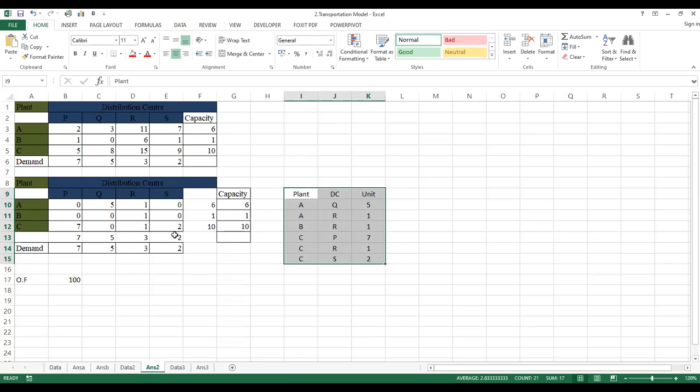So the optimal transportation cost will be 100. 100 means maybe 100 lakhs, whatever it is. 100 when they are adapting the following distribution network. So this is a distribution network.